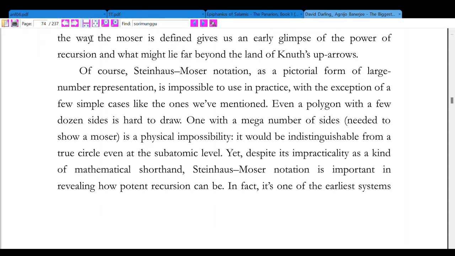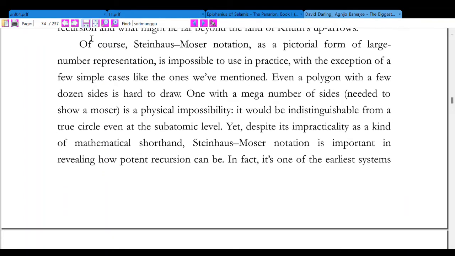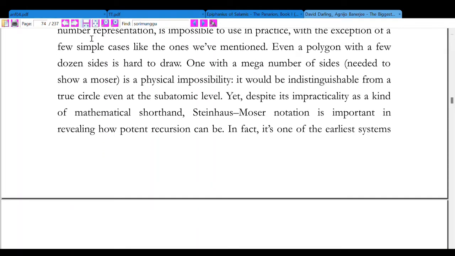Of course, Steinhaus-Moser notation as a pictorial form of large number representation is impossible to use in practice, with the exception of a few simple cases like the ones we've mentioned. Even a polygon with a few dozen sides is hard to draw. One with a mega number of sides needed to show a Moser is a physical impossibility. It would be indistinguishable from a true circle even at the subatomic level.